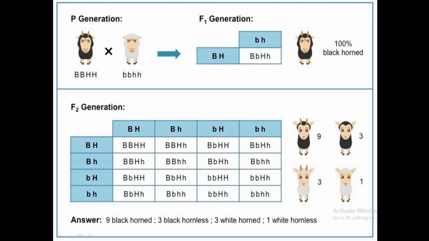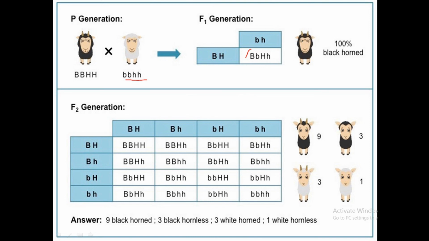Now see, this capital B and capital H means it will be black and horned, and these small b and small h mean white and hornless. So first we'll get the F1 generation. F1 generation we got this. Now through the FOIL method we will get the gametes and then we will do the Punnett square.